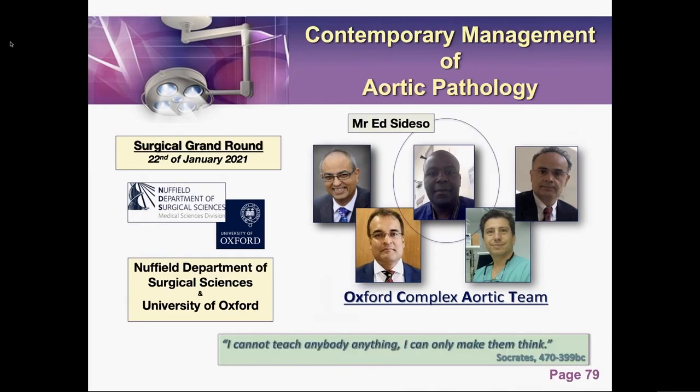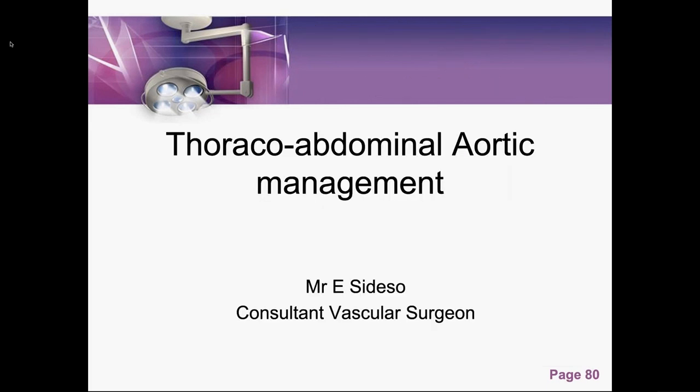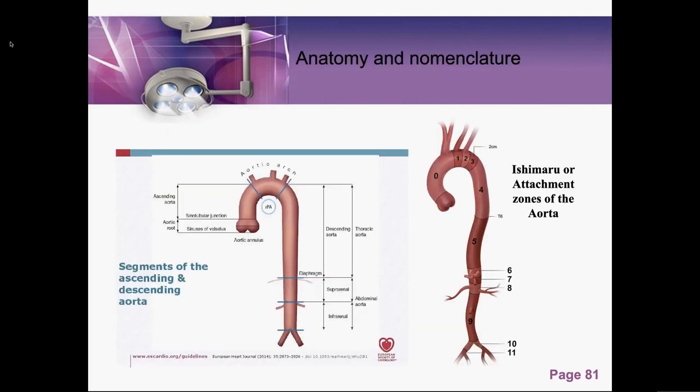I'm going to talk to you about the contemporary management of pathologies afflicting the thoracoabdominal aorta. When we talk about the thoracoabdominal aorta, we normally focus on the area distal to the left subclavian, extending down to the bifurcation of the aorta in the abdomen.